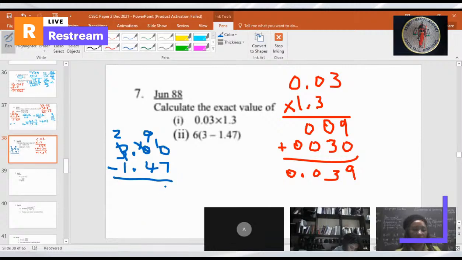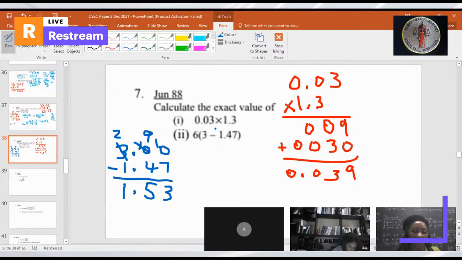So 10 minus 7 is 3. Walk me through it. Don't just tell me the answer. What am I doing to get the 5? 9 minus 4 is 5. Decimal point. 2 minus 1 is 1. All right. What do I do now? Times it by 6. All right.